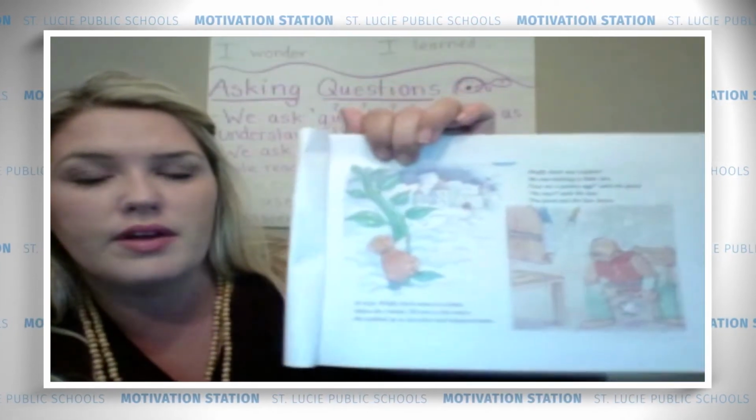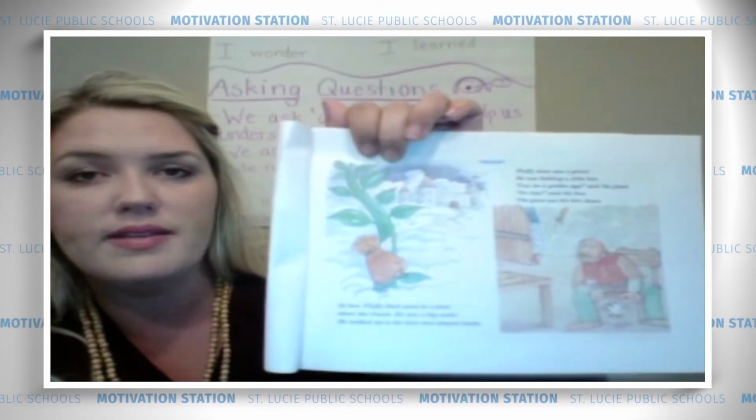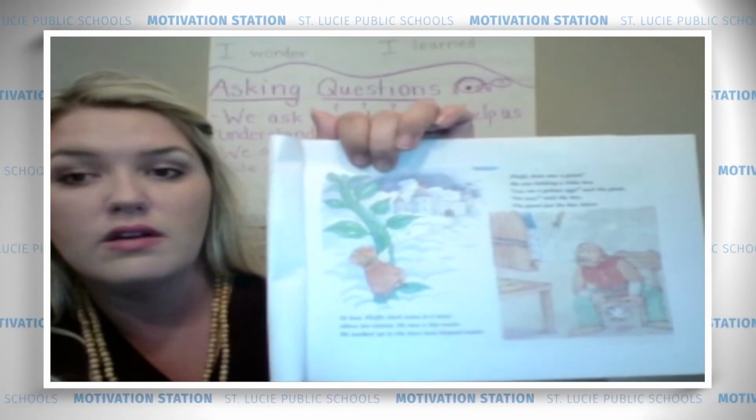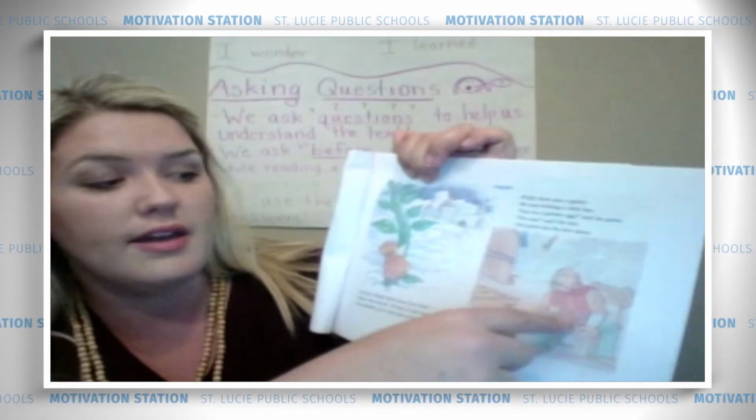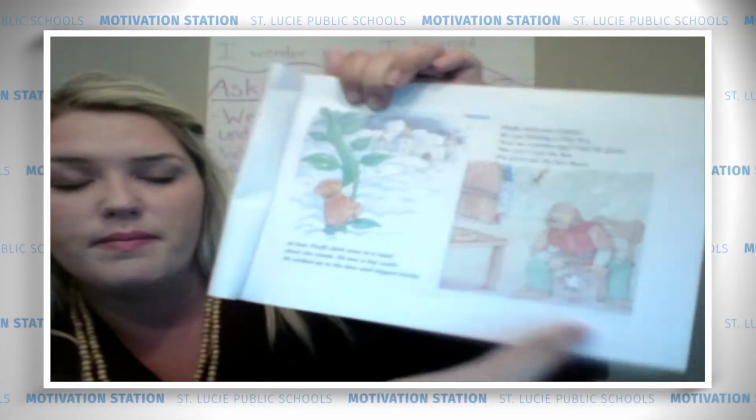So now we have some more characters in our story. Who did we see on this page? Good. The giant, and we saw a hen. Let's see what happens to the giant and the hen and Fluffy.